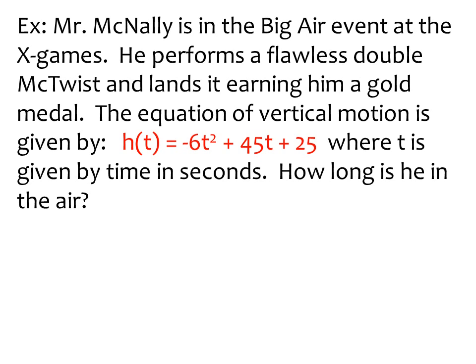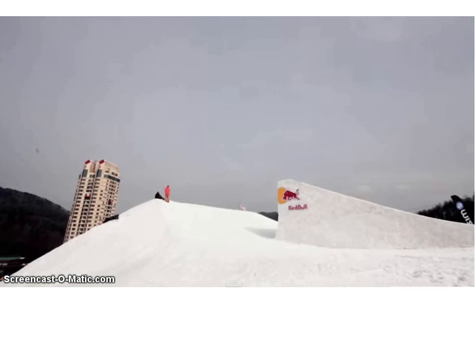In fact, the equation of this vertical motion can be represented as h of t equals negative 6t squared plus 45t plus 25, where t is given in time in seconds. In fact, we investigate more vertical motion with quadratic functions later on in the unit. The question is, how long was I in the air for that jump? Now, if you don't believe me, I put a little rendition of some of my greatest works in my jumps at the X Games. So without further ado, here you go.